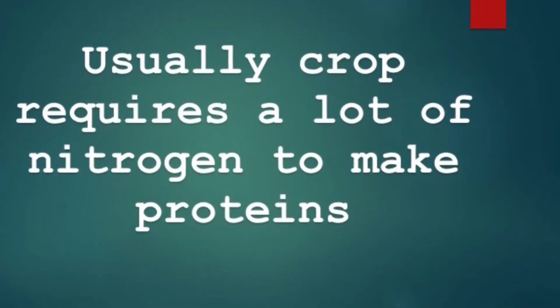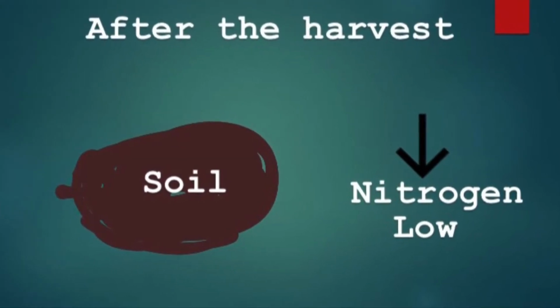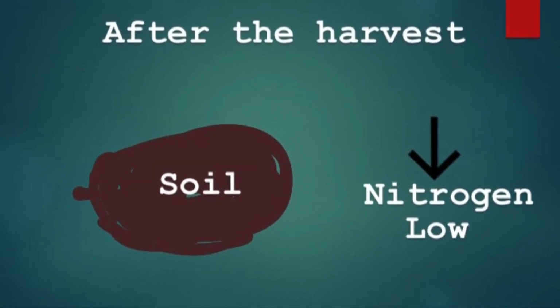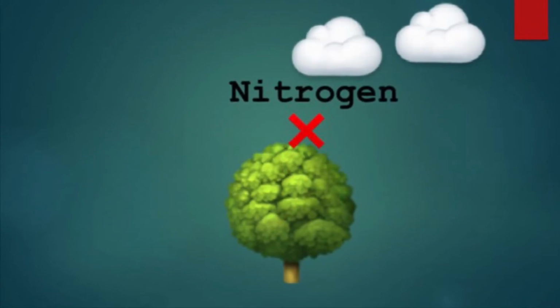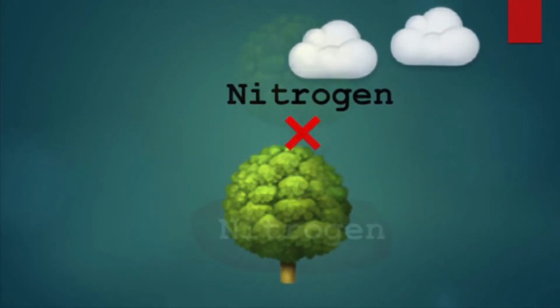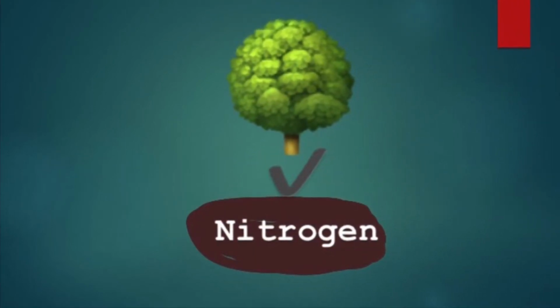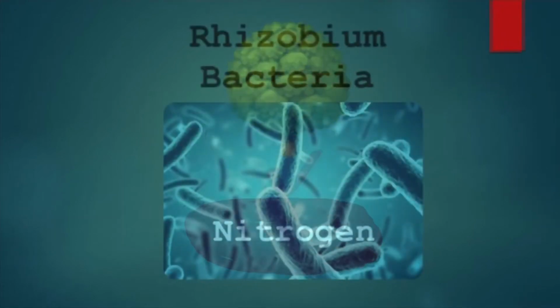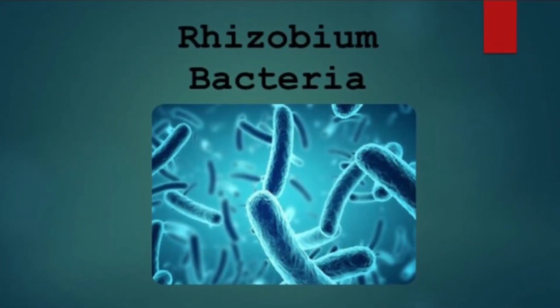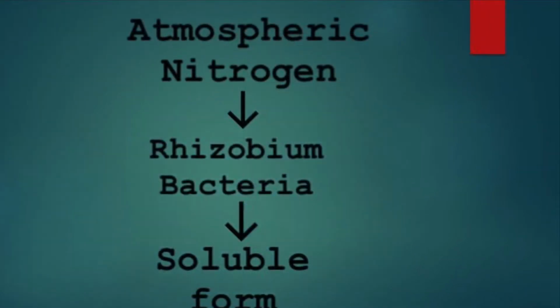Usually, crops require a lot of nitrogen to make proteins. After the harvest, the soil becomes deficient in nitrogen. Though nitrogen gas is available in plenty in the air, plants cannot use it like carbon dioxide. Plants need nitrogen in soluble form. The bacterium called Rhizobium can take atmospheric nitrogen and convert it into a soluble form.